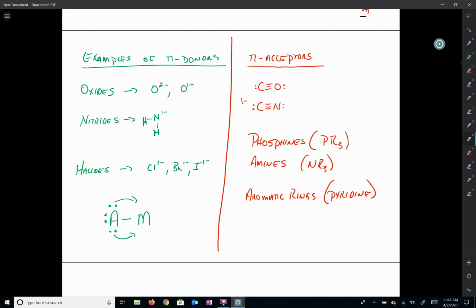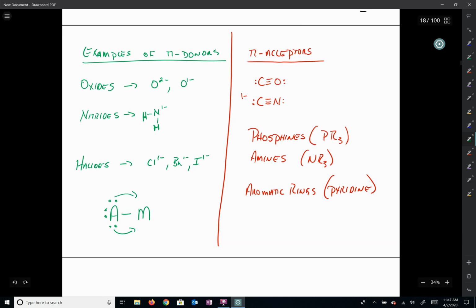Now, I want to put a caveat here. We're not going to talk about it, but there's also sigma donors, which kind of changes things up too, right? I don't want to give the impression this is the only thing to pay attention to, but really you're just looking for lone pairs, and there's just an example here, oxides and halides and all that kind of stuff, okay?